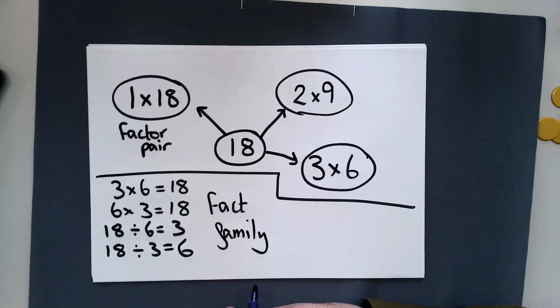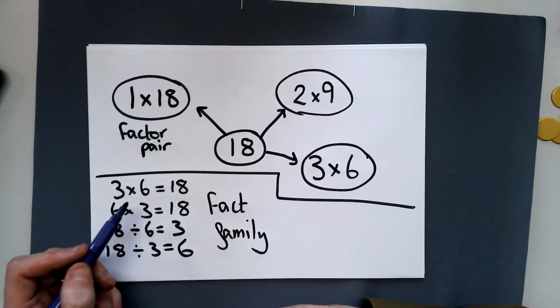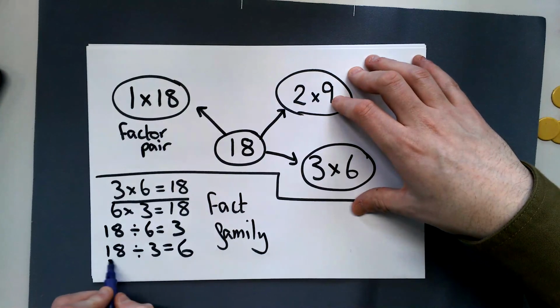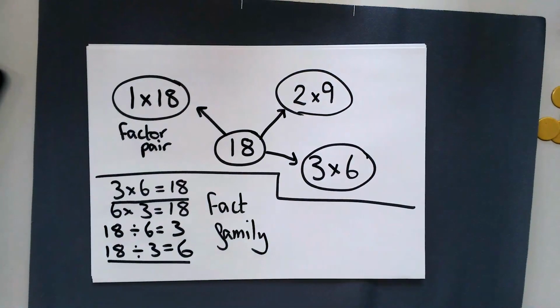And it's useful to know that the division is opposite the multiplication, and if we know the multiplication, we also know the division as well. Okay, so that's called a fact family.